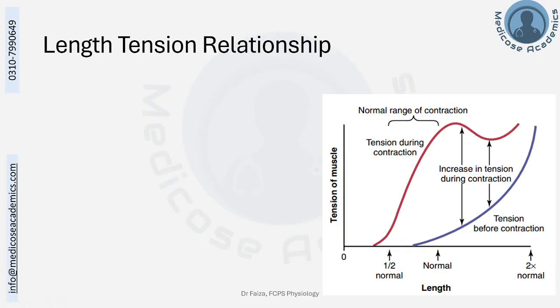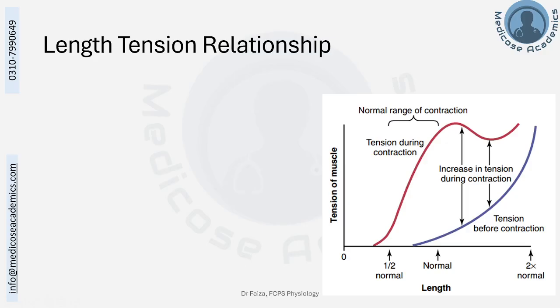Now, let's add a little more complexity to this length tension relationship. What we just discussed in the previous image was the length tension relationship of an actively contracting skeletal muscle fiber. For example, you move your hand in supine position and you flex your bicep muscle. This is an active contraction, whereas there is another concept of passive contraction of the skeletal muscle.